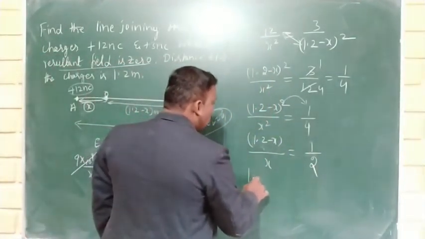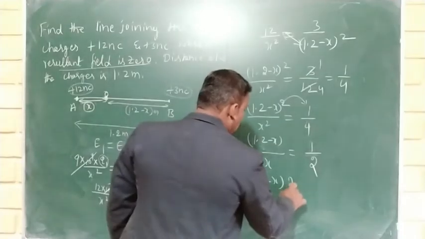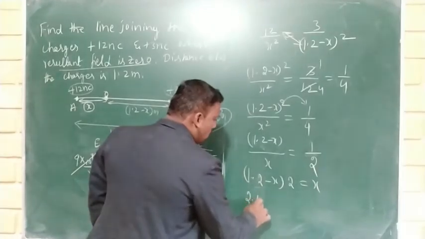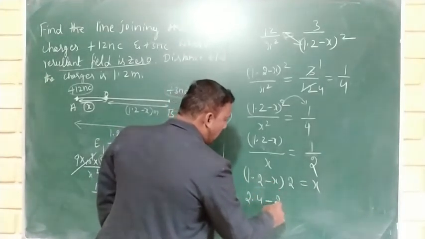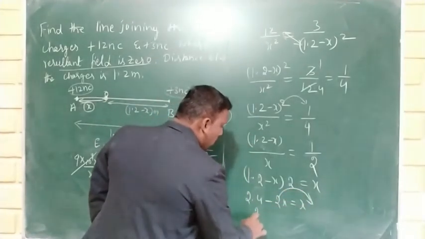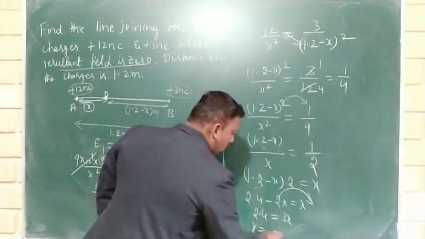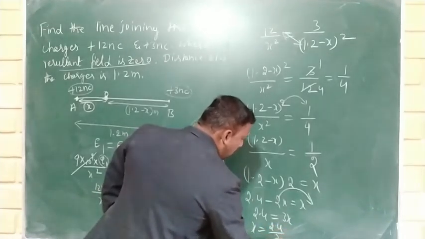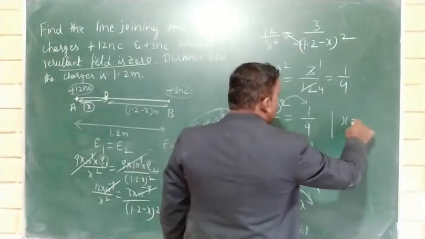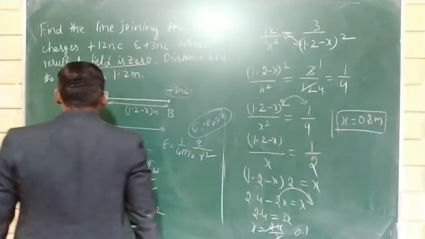Therefore, 1.2 minus x into 2 is equal to x. 1.2 into 2 is 2.4. So 2.4 minus 2x is equal to x. This 2x goes to the right hand side and becomes positive. 2.4 is equal to 3x. x is equal to 2.4 divided by 3, that is 0.8. Therefore, x is equal to 0.8 meter from the plus 12 nanocoulomb charge.